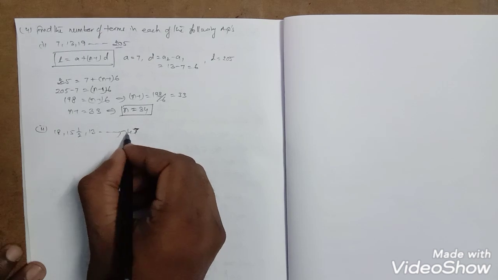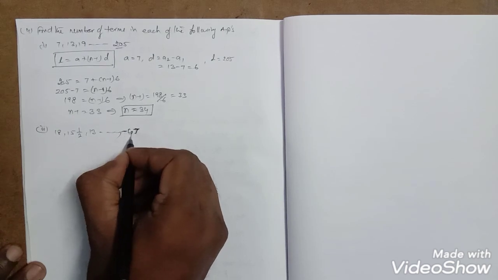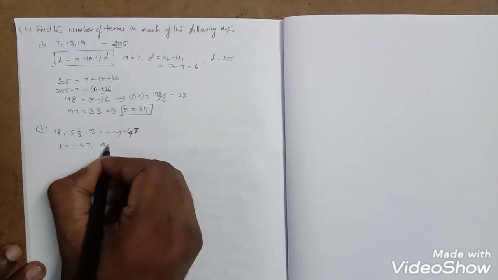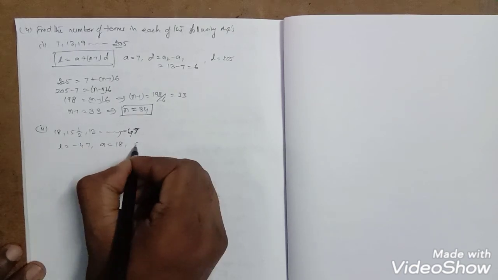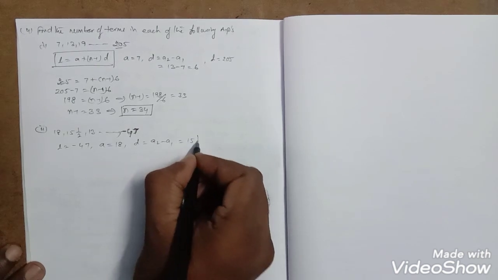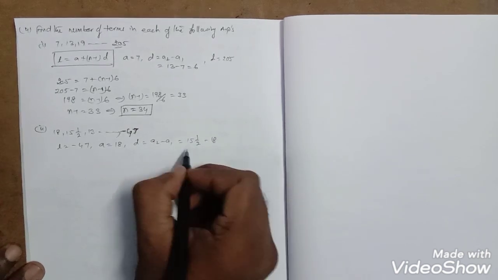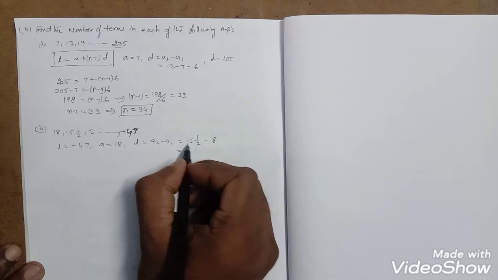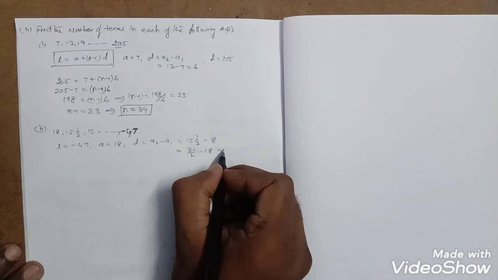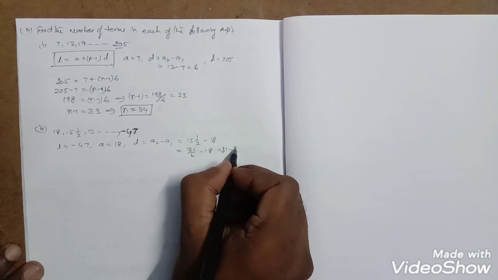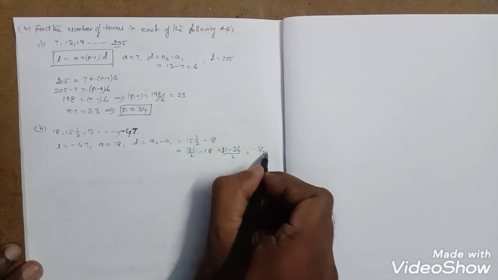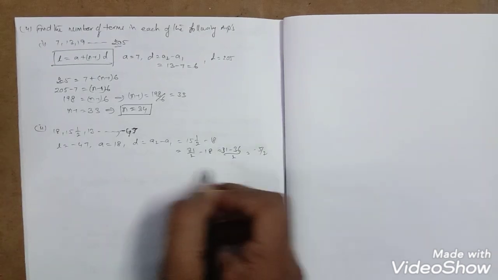47 is given, that is minus 47, right? Now here the last term they have given us is minus 47, where the first term is given as 18 and d is nothing but a2 minus a1, which is 15 1/2 minus 18. If I take the fraction, you will get 31/2 minus 18, which is equal to (31 minus 36)/2, which is nothing but minus 5/2. Now d is equal to minus 5/2.